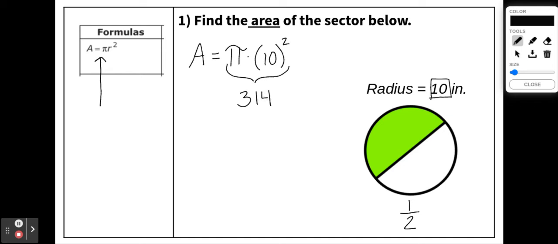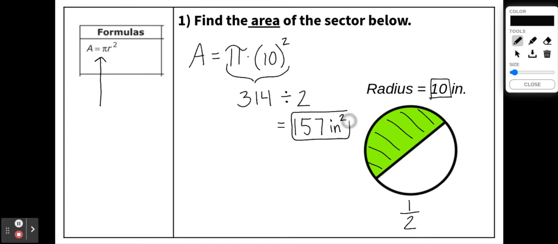But we only want to know the area of the part that's shaded, and that's this green part right here. And we said before that that's half of the circle. So if the area of the entire circle is 314, we could divide by 2 to get half of the circle. And if we divided by 2, the area would be 157 inches squared, and that would be the area of the green shaded section. It would be half of the area of the whole circle.